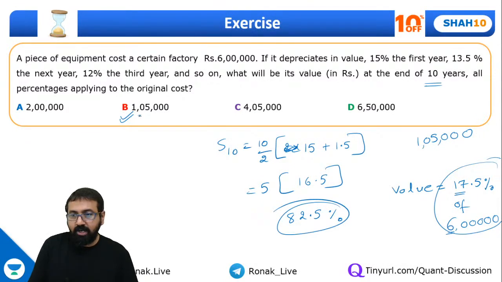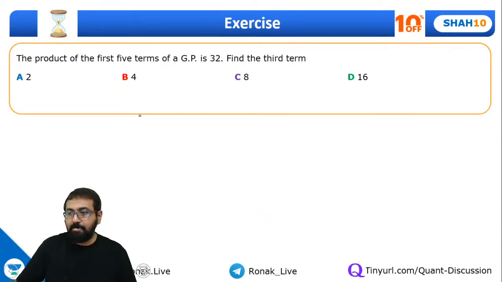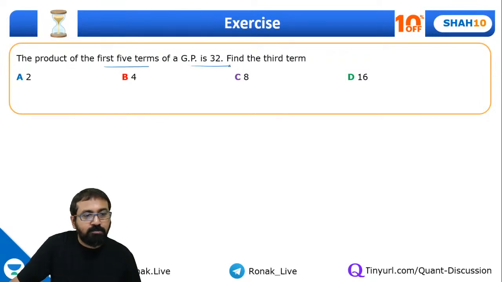Fine. So let's go ahead once again, everyone. So now we'll take up a geometric progression question. The product of the first 5 terms of a GP is 32. Find the third term.